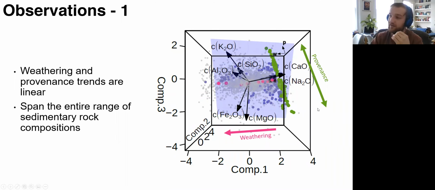And these trends span the entire range of sedimentary rocks. We can see that these igneous trends span from up here down to here, which is the same range as sediments. And the same can be said of weathering. The most weathered soil profile corresponds to just a little bit less weathered than the most extremely weathered sediment samples.